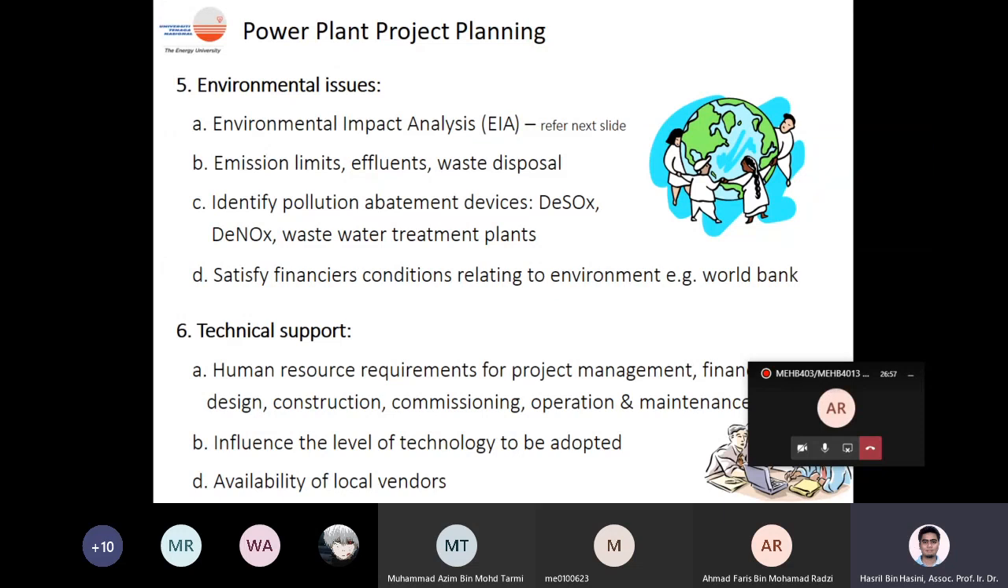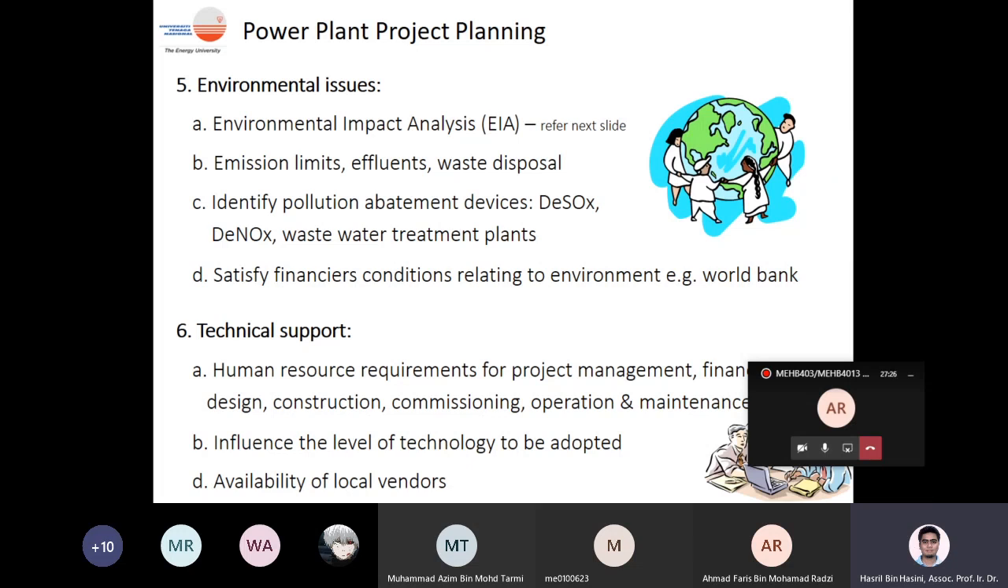And then remember, if you want to build the power plant, usually the generators will take some kind of loan, because the price is very, very expensive. We don't have any cash to build the power plant. Okay, and then this financier or this loan giver, they put in quite strict conditions. Among the conditions that usually they put in is regarding the environmental issue.